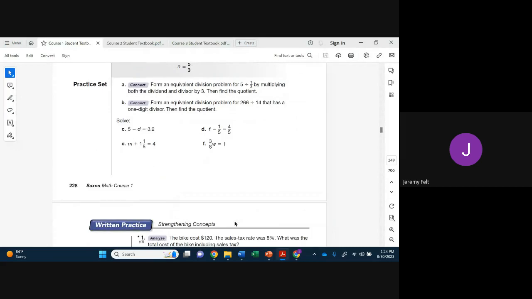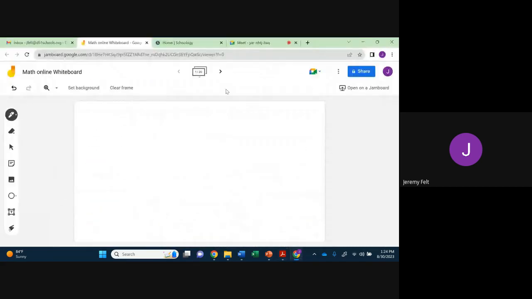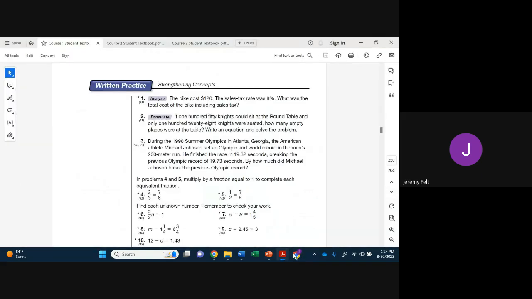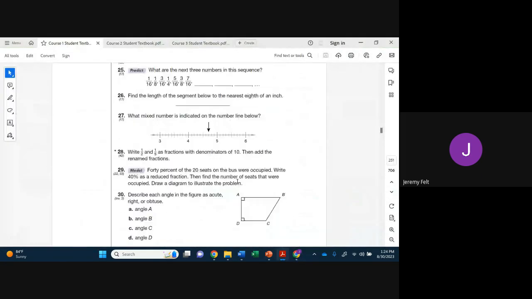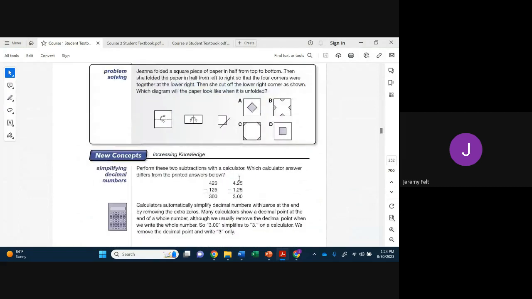Okay. Practice set we will go over as a class when we return. And then the second lesson that we're going to cover in class is simplifying decimal numbers and comparing decimal numbers.